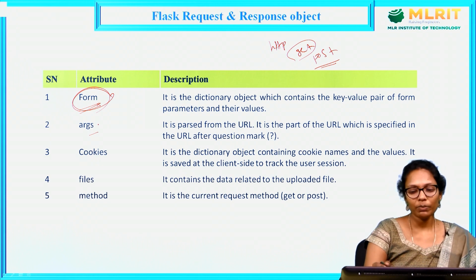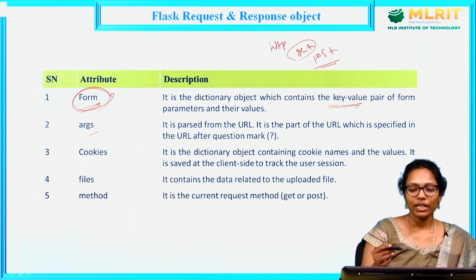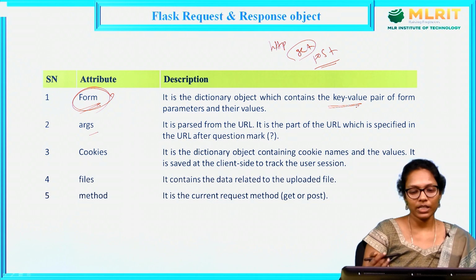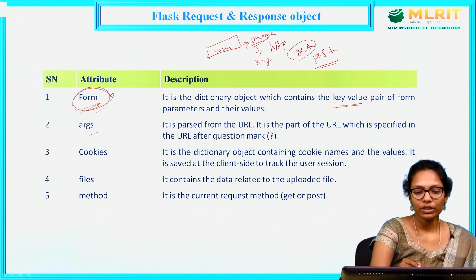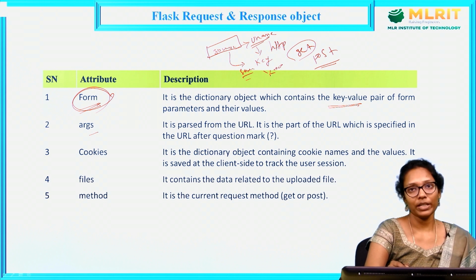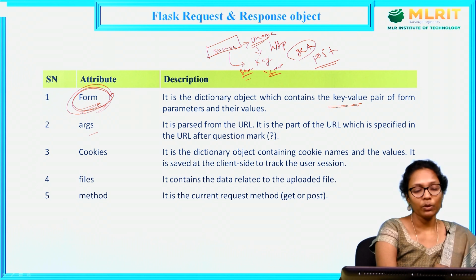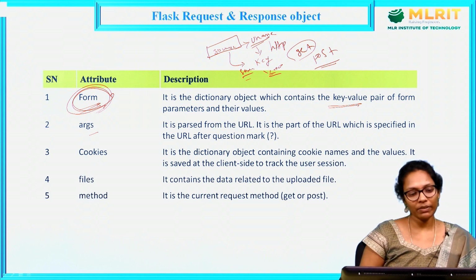The data will be stored in the form of key value pairs. The keys are the names of the fields and the values are the values available in the field. For example, consider a username field whose name is uname. So uname will work as the key, and if I enter Sowmya as the value, the corresponding value will be Sowmya. In the form attribute, the values are stored as key value pairs.